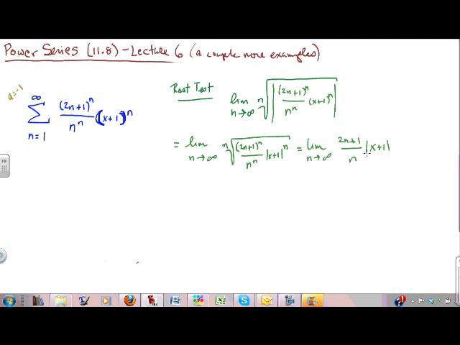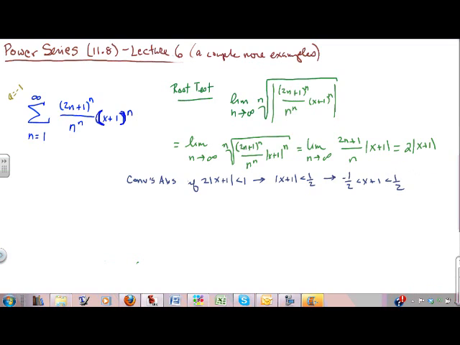And now, this thing here is a rational function, degree 1, numerator and denominator, so that limit is 2 over 1, which is 2. And x plus 1 doesn't change with n, so this is going to be 2 times the absolute value of x plus 1. And again, for the root test, it's going to converge absolutely if that's less than 1, right? If 2 times the absolute value of x plus 1 is less than 1, and it diverges if it's bigger than 1. So that is the same as the absolute value of x plus 1 less than 1/2. Now at this stage, that's the same as negative 1/2 less than x plus 1 less than 1/2.